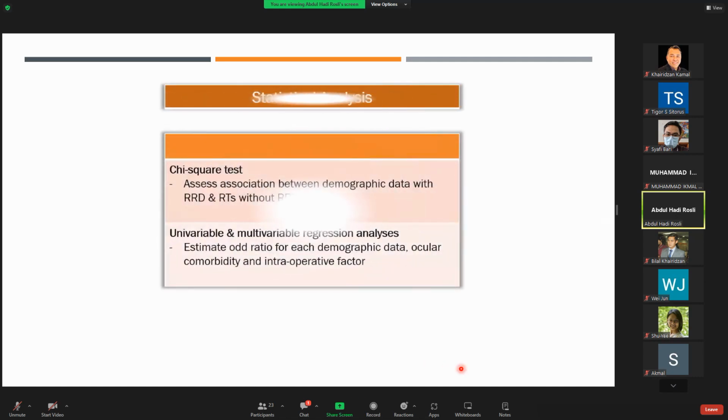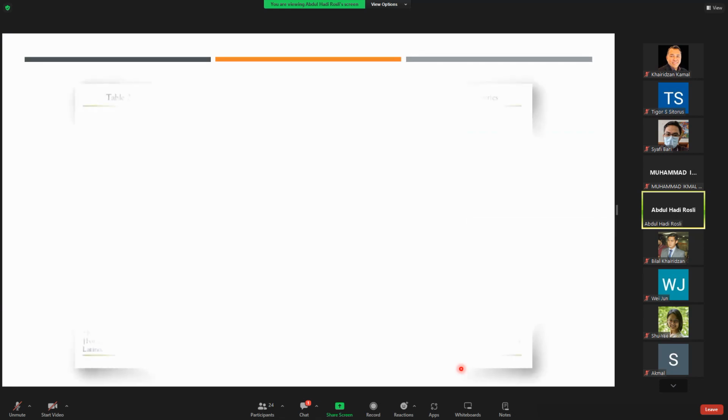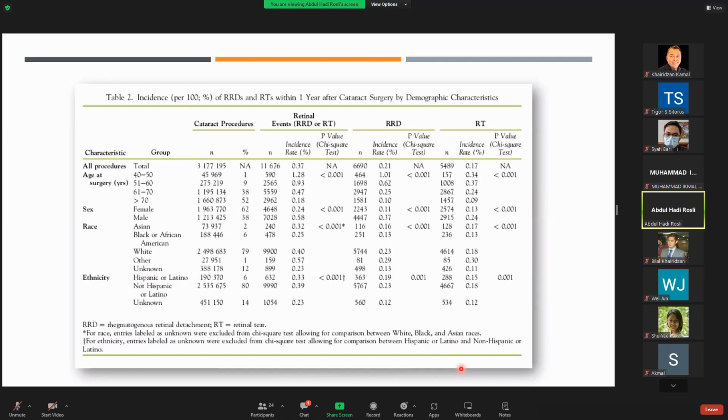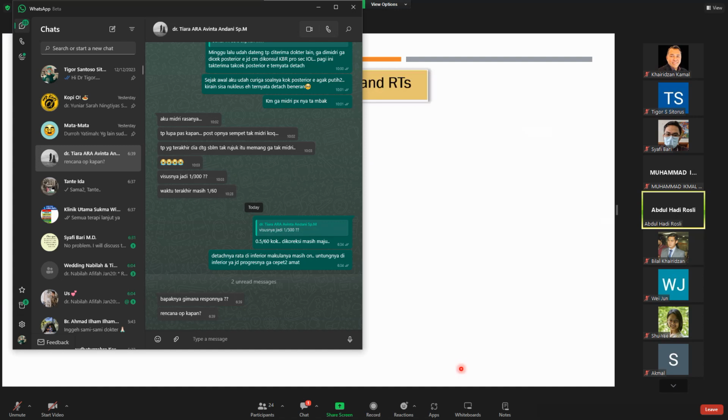Then for the statistical analysis, they used the chi-square test to assess the association between demographic data and RRD and retinal tear without RRD. And they used single and multiple regression to estimate the ratio for each demographic data, the ocular comorbidities, as well as the intraoperative factors. So let's proceed with the results of the study. Okay, this busy table shows the demographic characteristics and their association with the risk of RRD and retinal tear without RRD. So let's go through it one by one.